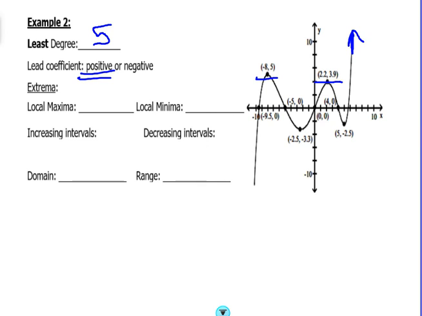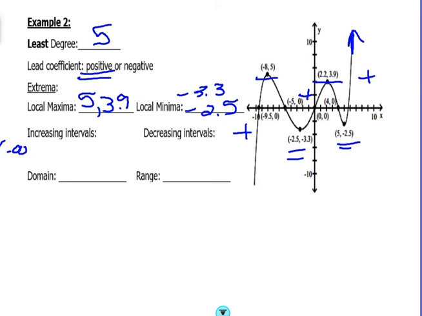So our local maximums are 5 and 3.9. And our local minimums, we're low here and low here, so we're at negative 3.3 and negative 2.5. Alright, increasing intervals. We're increasing in terms of x. So negative infinity to negative 8, negative 2.5 to 2.2, and then finally 5 to infinity.